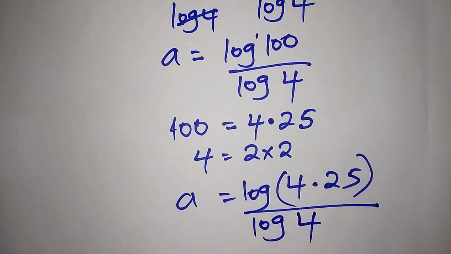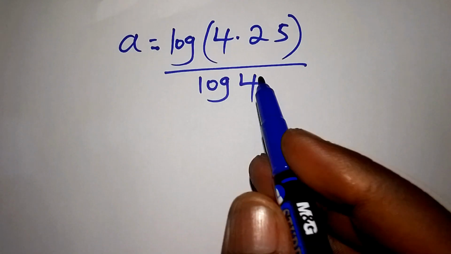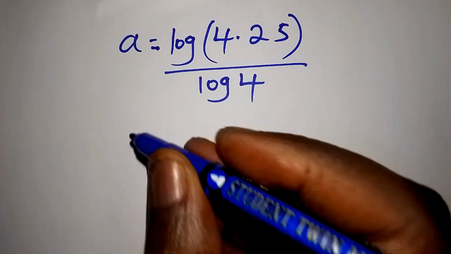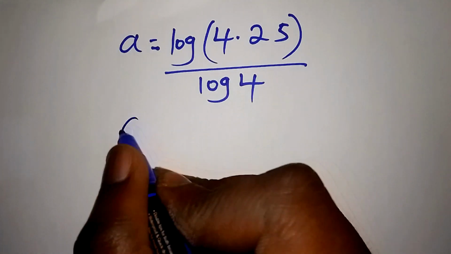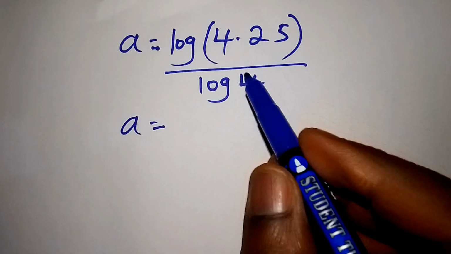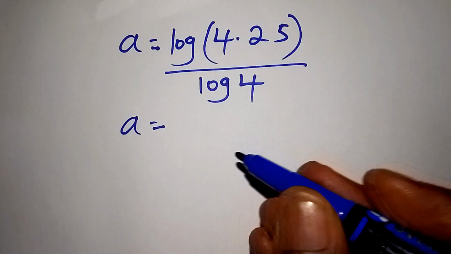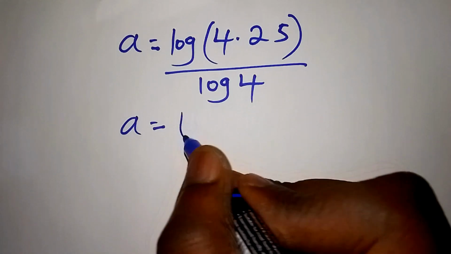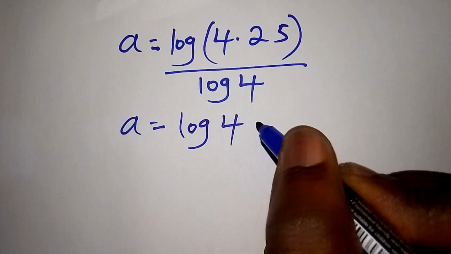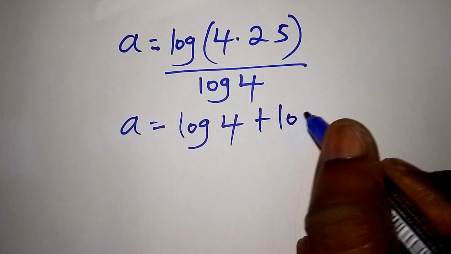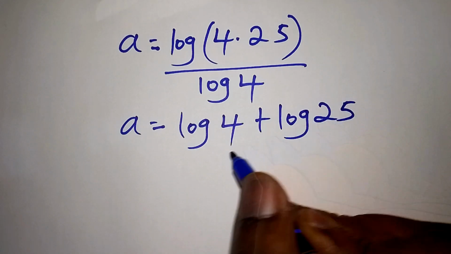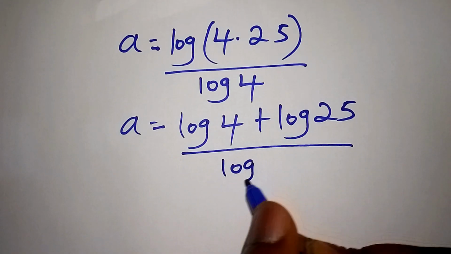So next we shall say that, since we have the multiplication sign, we shall now open the bracket by changing the multiplication sign into the addition sign. So now a is equal to the log of 4 plus the log of 25, then all over the log of 4.